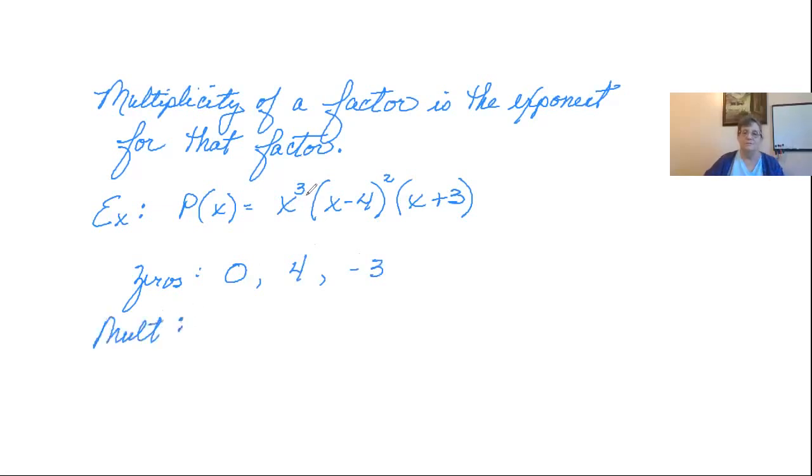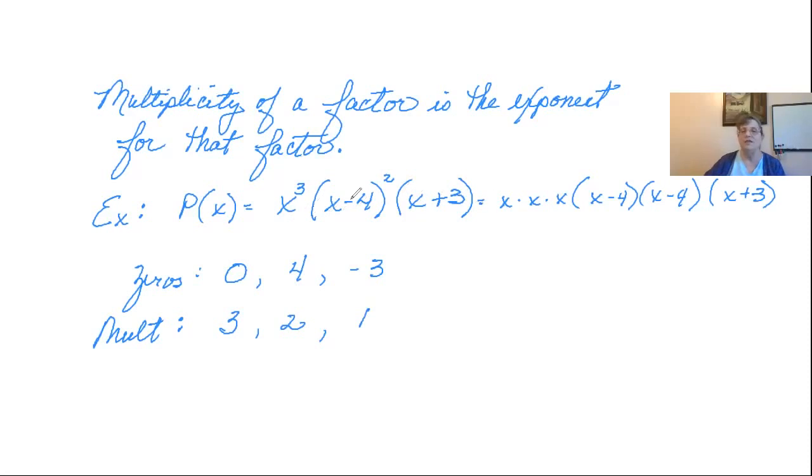But x is actually three of the factors. We could write this as x times x times x times x minus 4 times x minus 4 times x plus 3, and that would be the same thing. So the multiplicity of 0 is 3 because it is three of these zeros. The multiplicity of 4 is 2. It's two of the zeros. And the multiplicity of negative 3 is 1.